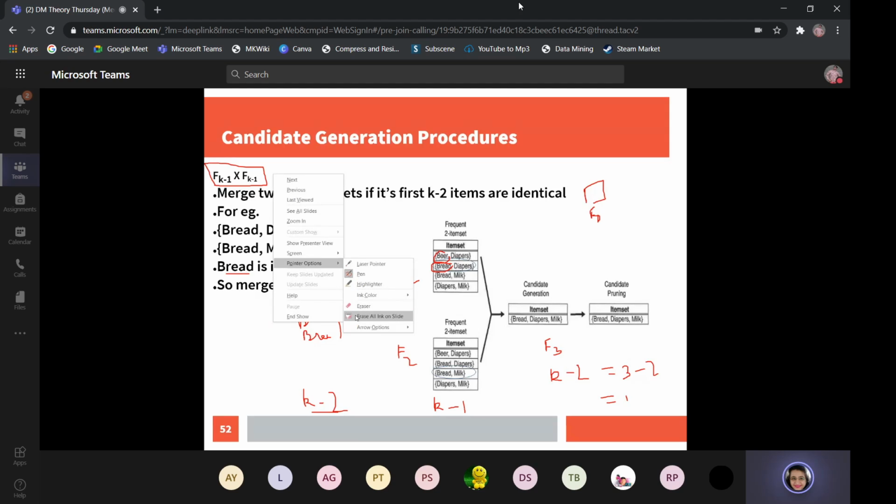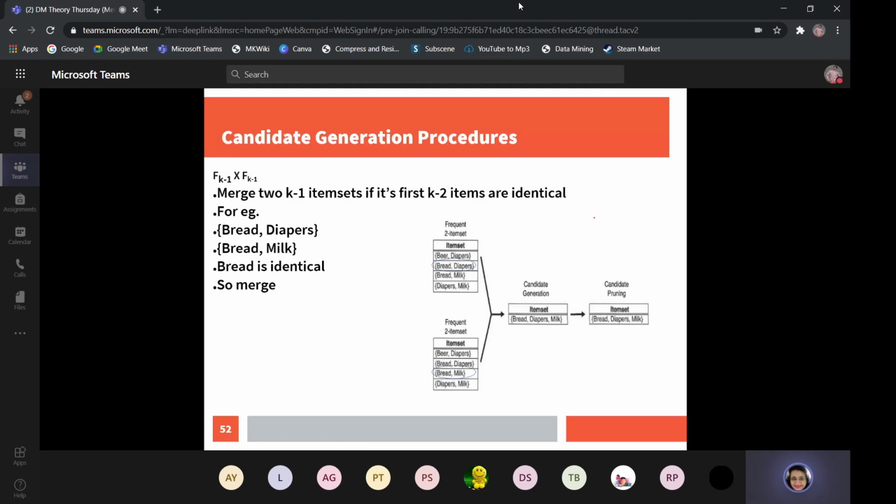Is this clear or should I explain it once again? Even if you don't ask, I am explaining it once again. You are generating k equals to 3, right? So you want to generate F3. To generate F3, you will combine F k minus 1, which is F2. The way to combine is to match the first k minus 2 items. In this case, k is 3, so match the first item and combine those candidates where there is a match at k minus 2 items.